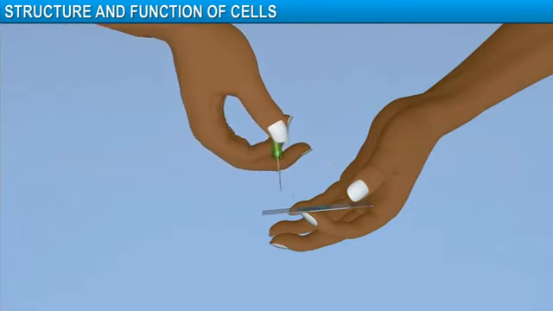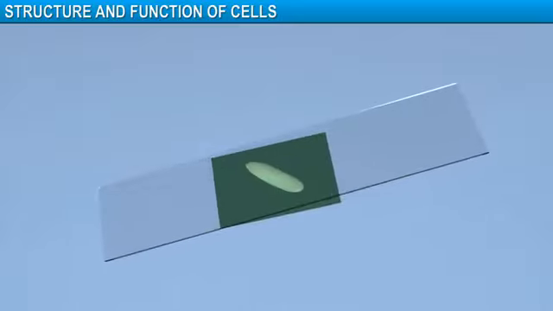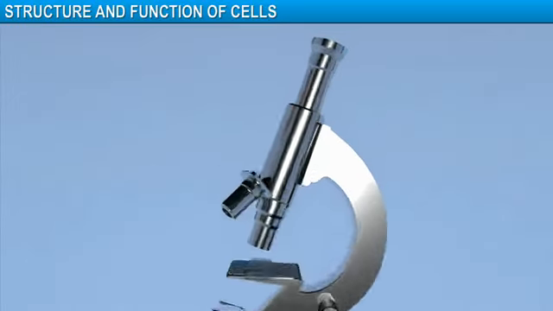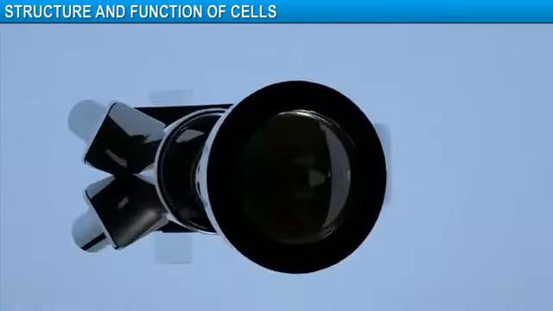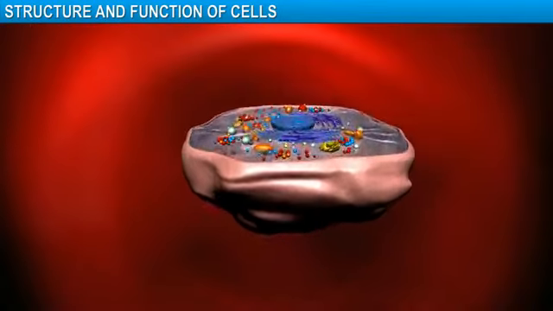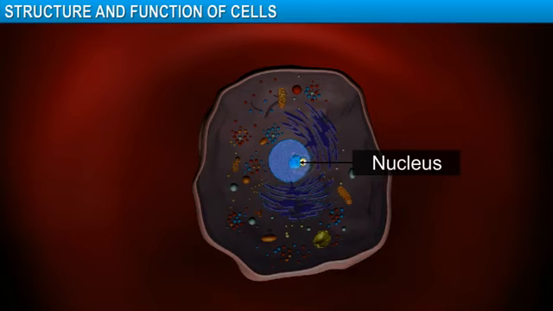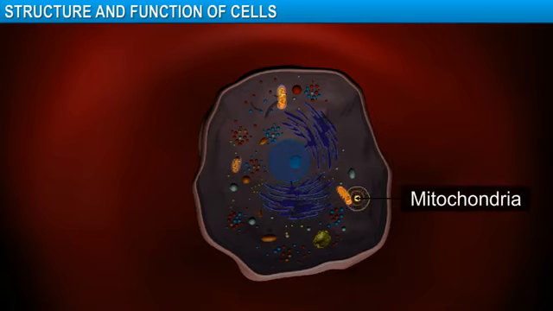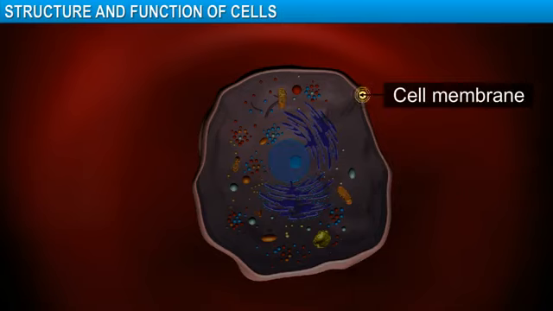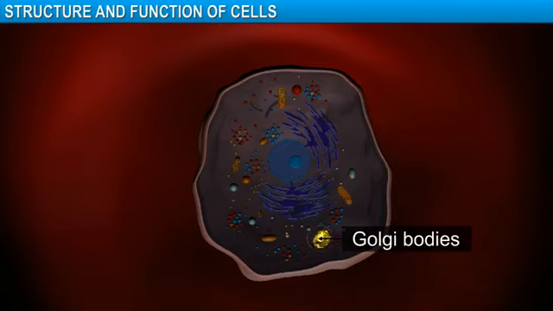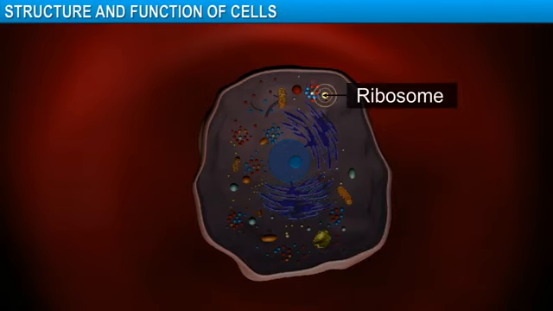Make sure no air bubbles form during this process. Now place it on the stage and observe it through the microscope. We can observe many organelles, such as the nucleus, mitochondria, cell membrane, Golgi bodies, and ribosome.